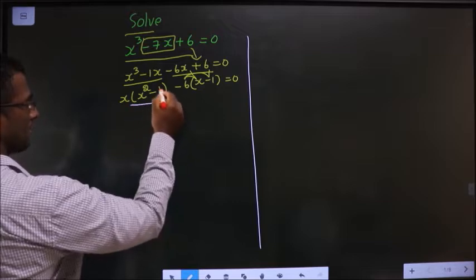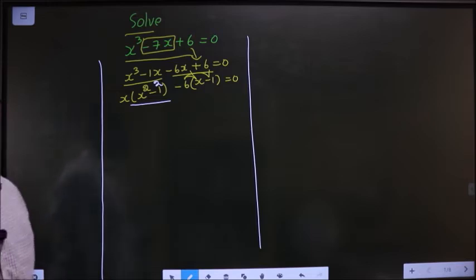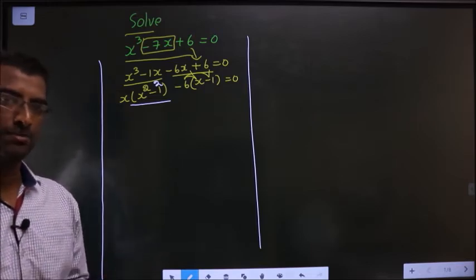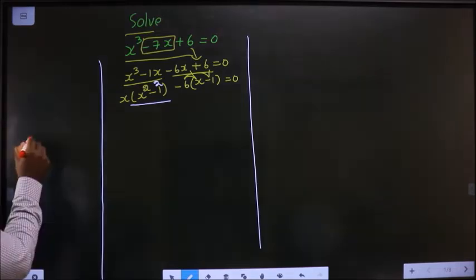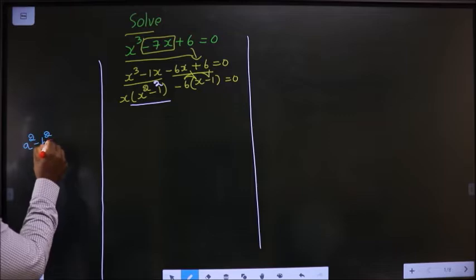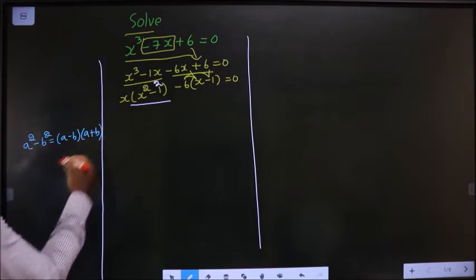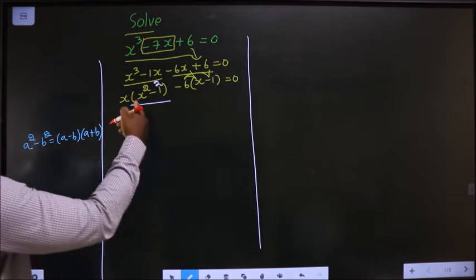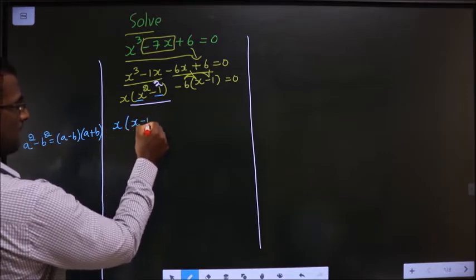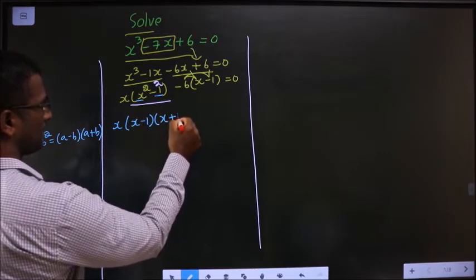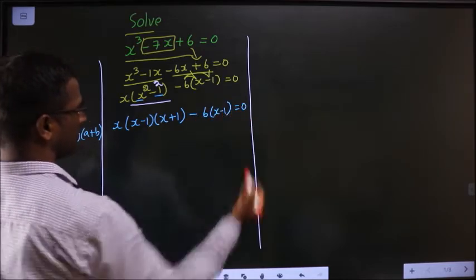To simplify this, I will put a square on 1. Even if I put a square on 1, it's not going to change anything. Now, why did I put a square on 1? Such that I can make use of this formula. A square minus b square is equal to a minus b times a plus b. Now, here a is x, b is 1. So, this will become x minus 1 times x plus 1 minus 6 x minus 1 equal to 0.